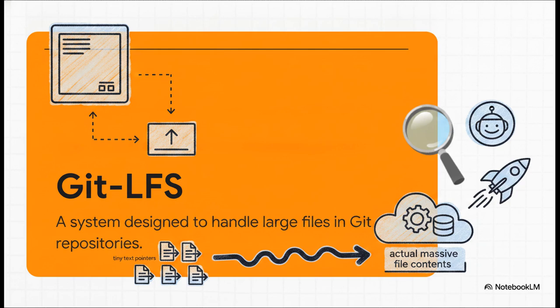And that right there is exactly why Git Large File Storage, or Git LFS, is a strict mandatory requirement for Hugging Face model weights. It's this incredibly ingenious system designed to handle large files. Basically, it replaces them with tiny text pointers in your local Git tree, while quietly storing the actual massive file contents away on a remote server.